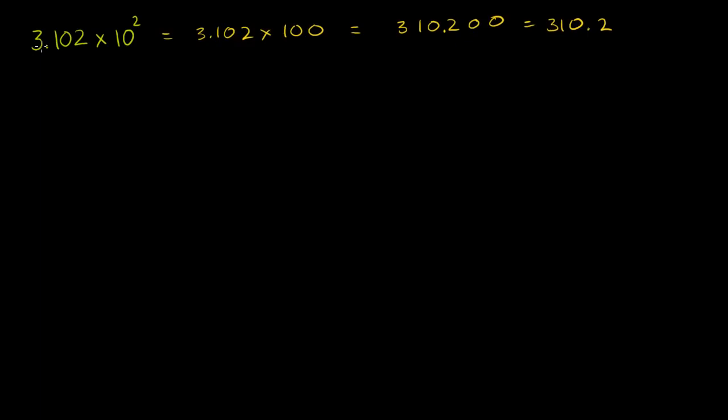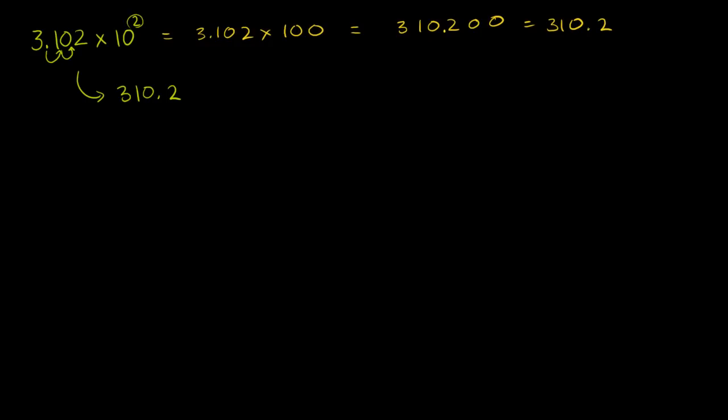Now, a faster way to do this is just to say, well, look, right now I have only the 3 in front of the decimal point. When I take something times 10 to the second power, I'm essentially shifting the decimal point 2 to the right. So 3.102 times 10 to the second power is the same thing as, if I shift the decimal point 1 and then 2, because this is 10 to the second power, 310.2. So this might be a faster way of viewing it. Every time you multiply it by 10, you shift the decimal to the right by 1.